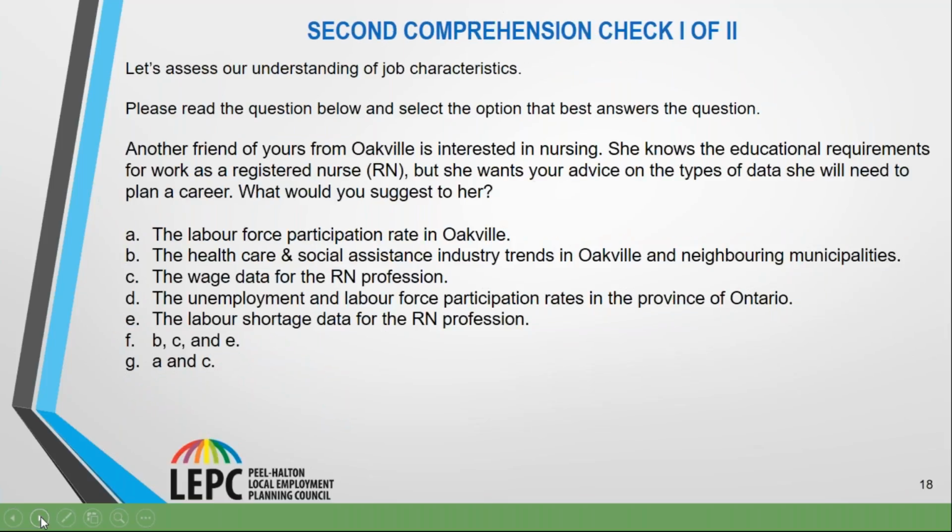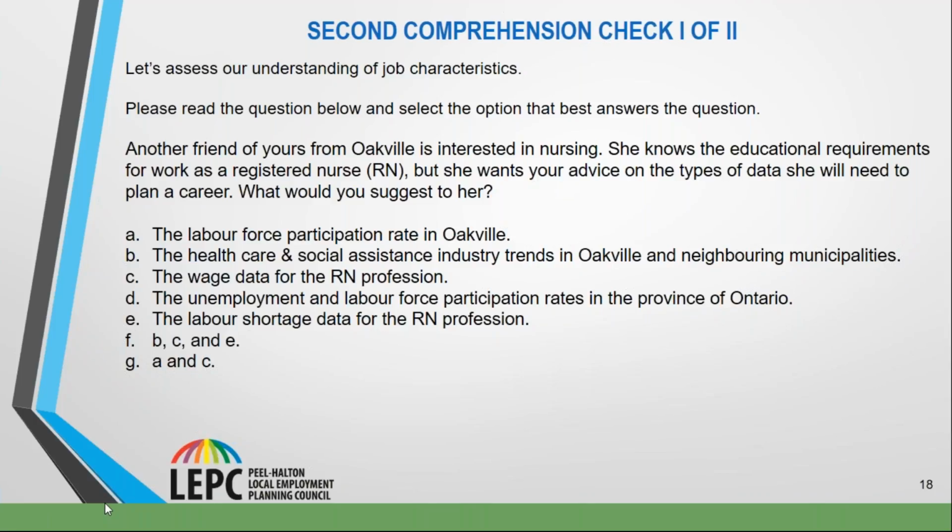Okay, we've just been introduced to a lot of material, so we're going to check our understanding of job characteristic data. Here's another question for you. Another friend of yours from Oakville is interested in nursing. She knows the educational requirements for work as a registered nurse, or RN, but she wants your advice on the types of data she will need to plan a career. What would you suggest to her?